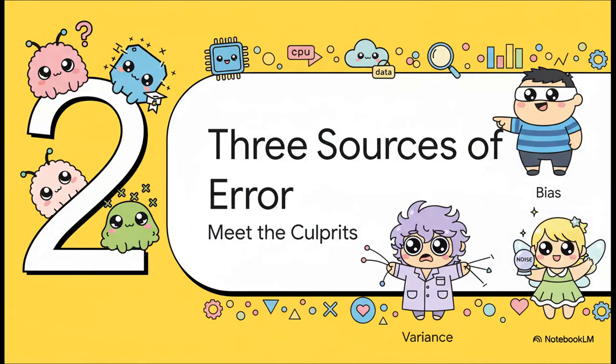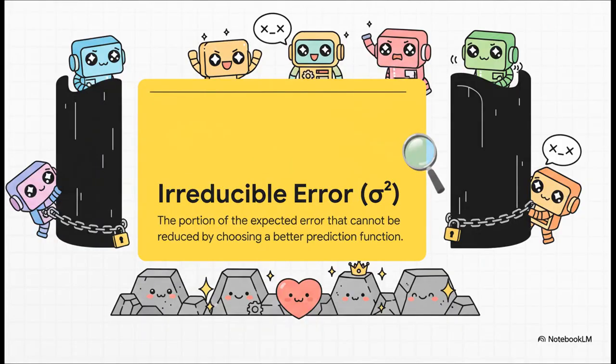All right, now that we have our blueprint, it's time to meet the three culprits responsible for our model's mistakes. Let's put each one of them under the microscope. First up on our list is the irreducible error. And, the name kind of says it all. This is the part of the error that, well, you're stuck with it. It's a baseline level of noise that no model, no matter how clever or powerful, can ever get rid of.